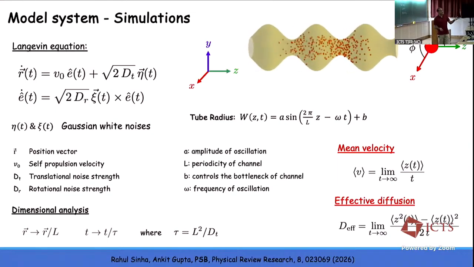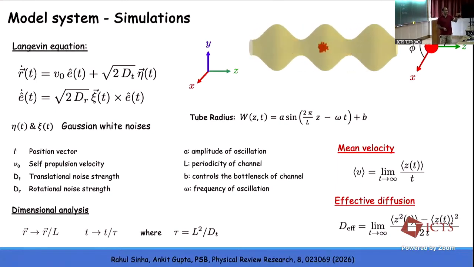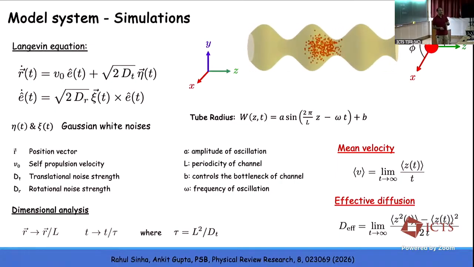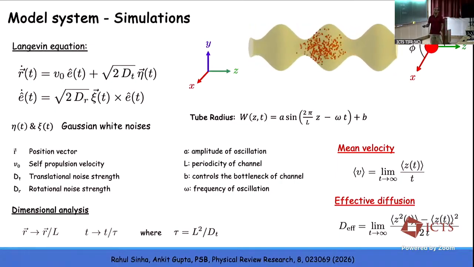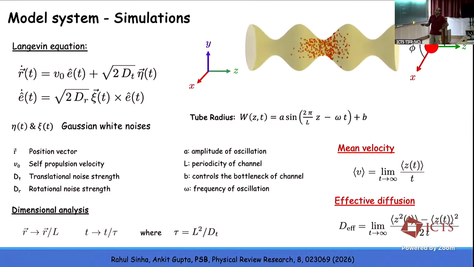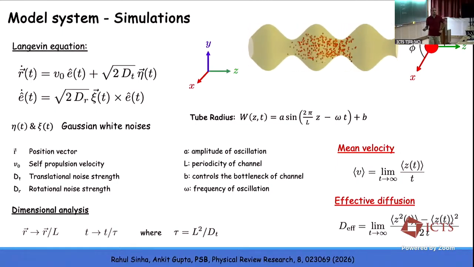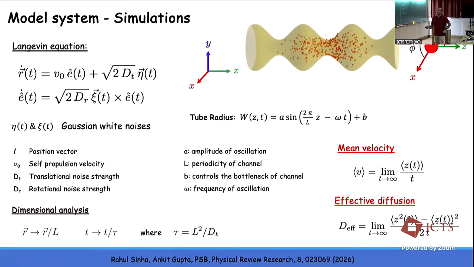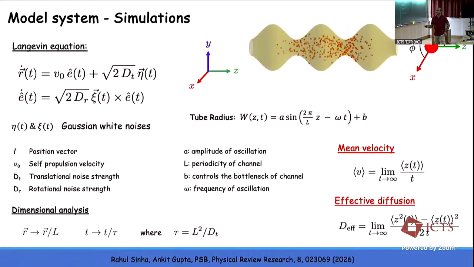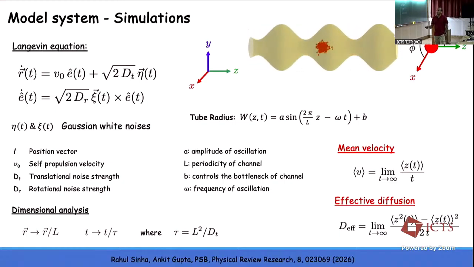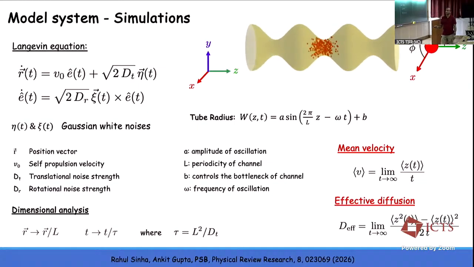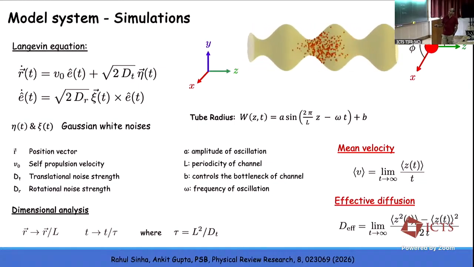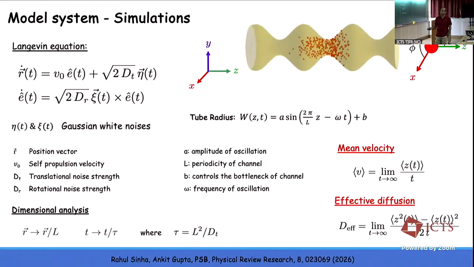A passive particle cannot rotate; it can move and has only a translational diffusion coefficient. But an active Brownian particle has both translational as well as rotational diffusion constants. So we can write down these Langevin equations in the overdamped limit. We can neglect the inertial term, and V0 is the self-propelled velocity, and this is the translational diffusion coefficient. The second equation takes care of the rotational degrees of freedom. Here, eta and zeta are the two Gaussian white noises.